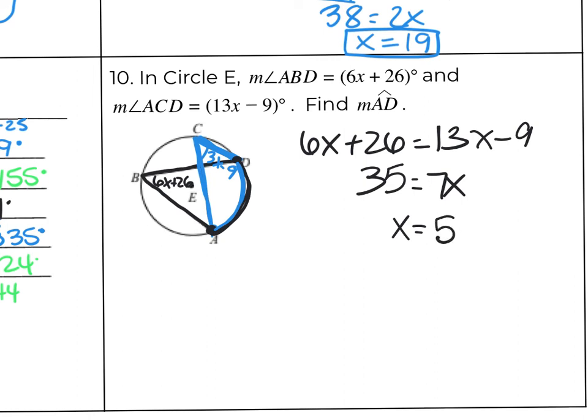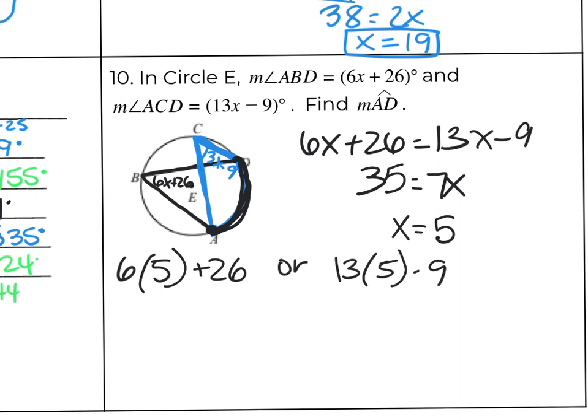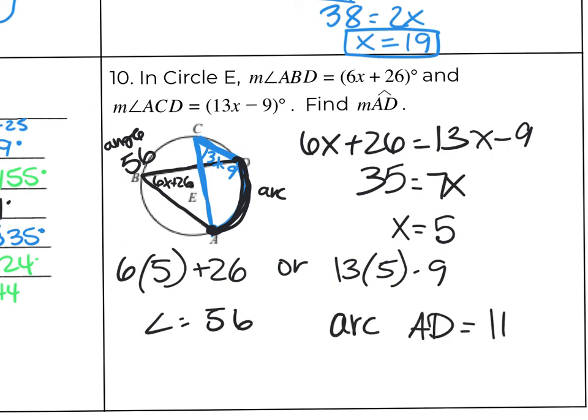Okay, only tricky part here. Well, maybe the second tricky part. They want the arc. So what can I do to get the arc? What can I do first? Plug into the angle. Does it matter which one? No, because they're equal. So either one. Just do one of them. 56. Okay. So if the angle is 56, what do we do to get the arc? Multiply by 2. So arc AD equals 112.